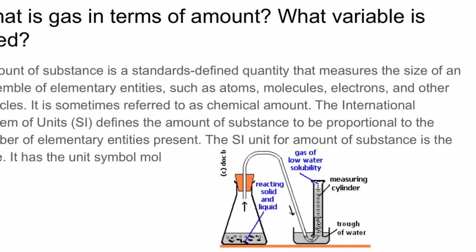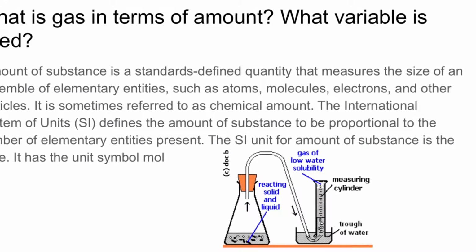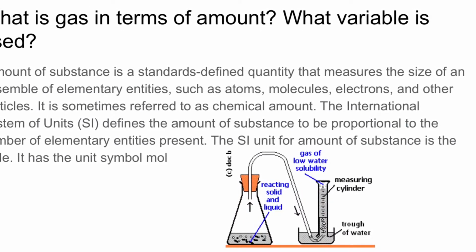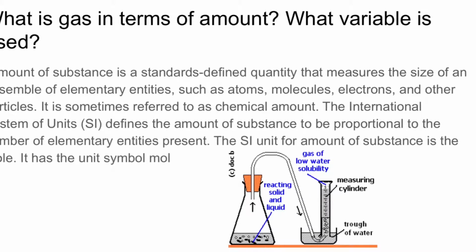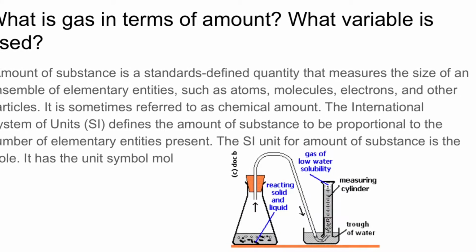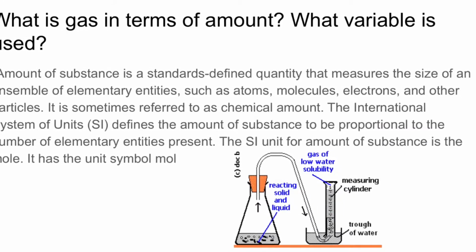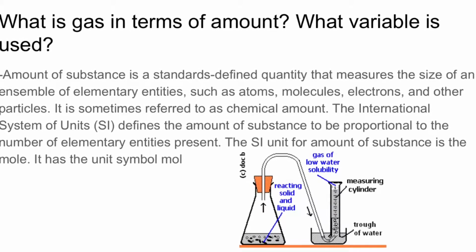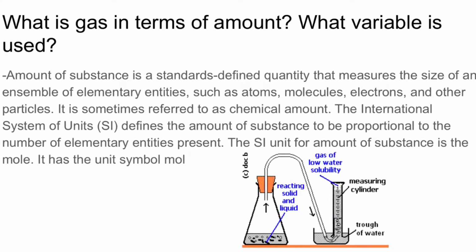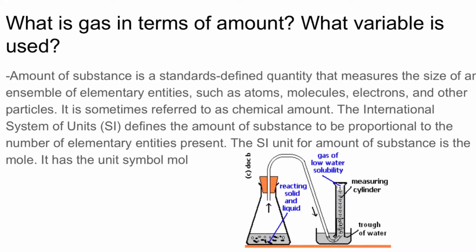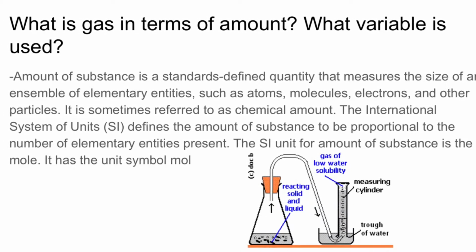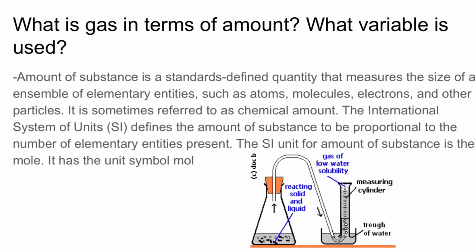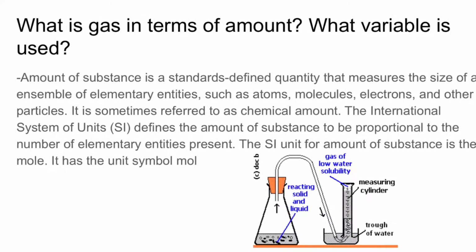What is gas in terms of amount? What variable is used? Amount of substance is a standards-defined quantity that measures the size of an ensemble of elementary entities, such as atoms, molecules, electrons, and other particles. It is sometimes referred to as a chemical amount. The International System of Units, SI, defines the amount of substance to be proportional to the number of elementary entities present. The SI unit for amount of substance is the mole.